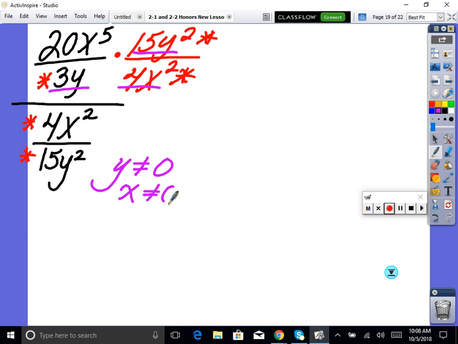X can equal 0. And now we can continue. How do we multiply? We factor the top, factor the bottom. Factor the top, factor the bottom, done. We multiply straight across, don't we?